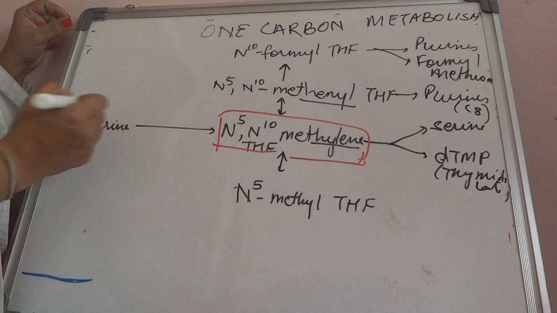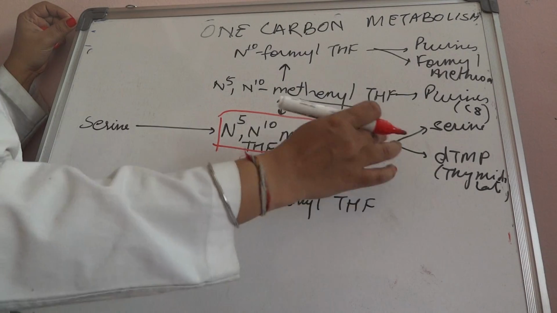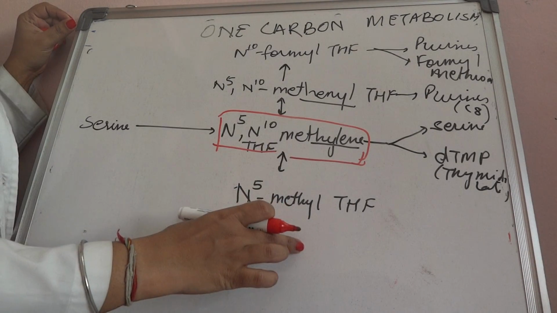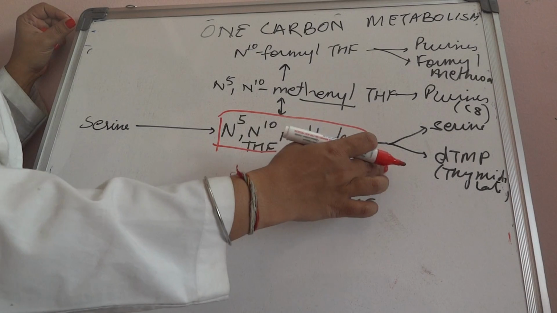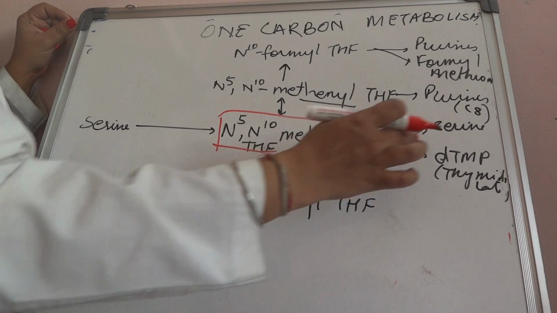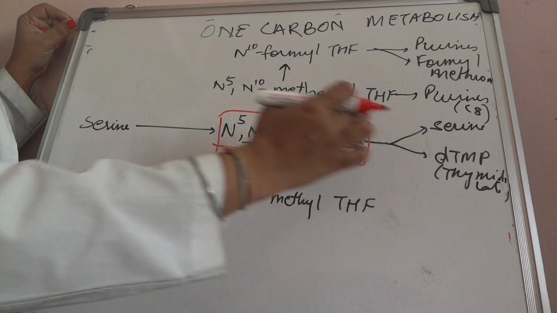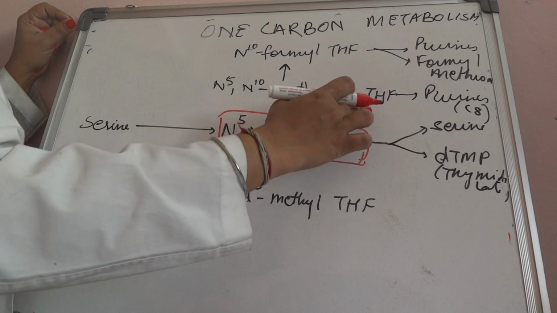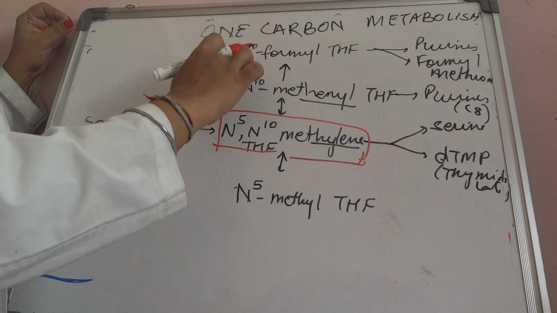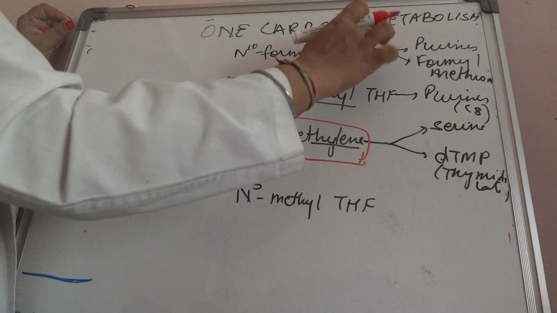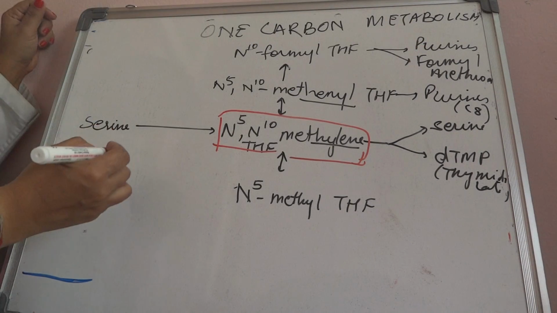Okay. Now these sides are the products which are formed from these tetrahydrofolate compounds. N5N10 methylene tetrahydrofolate forms serine and thymidylate. N5N10 methenyl tetrahydrofolate forms C8 of the purine, and N10 formyl tetrahydrofolate forms purine and formyl methionine.